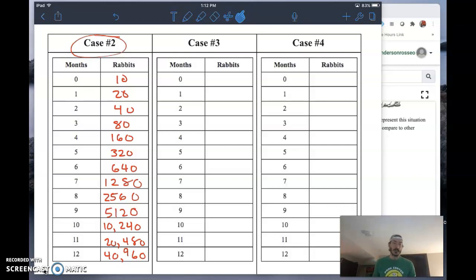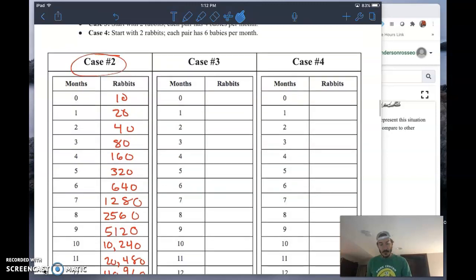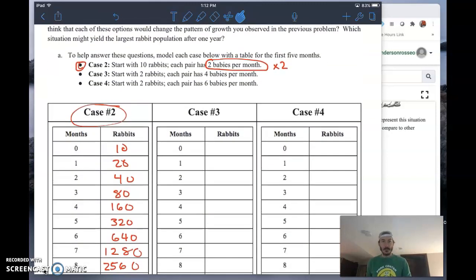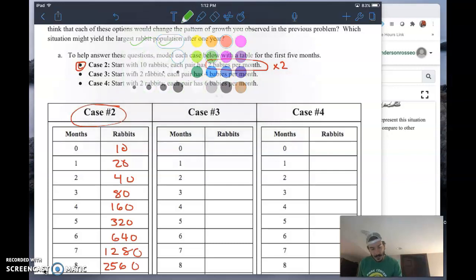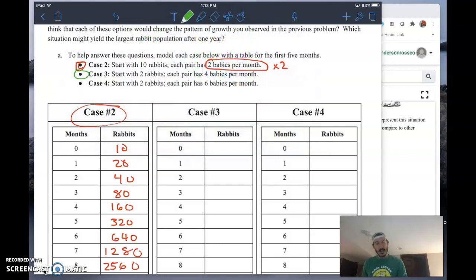Okay, looking pretty good. Lenny and George, it looks like they've got themselves a pretty rock solid system. But is that the only option they have? Well, case 3 changes some things. Case 3 says start with 2 rabbits and each pair has 4 babies per month. Okay, now let's look at this.